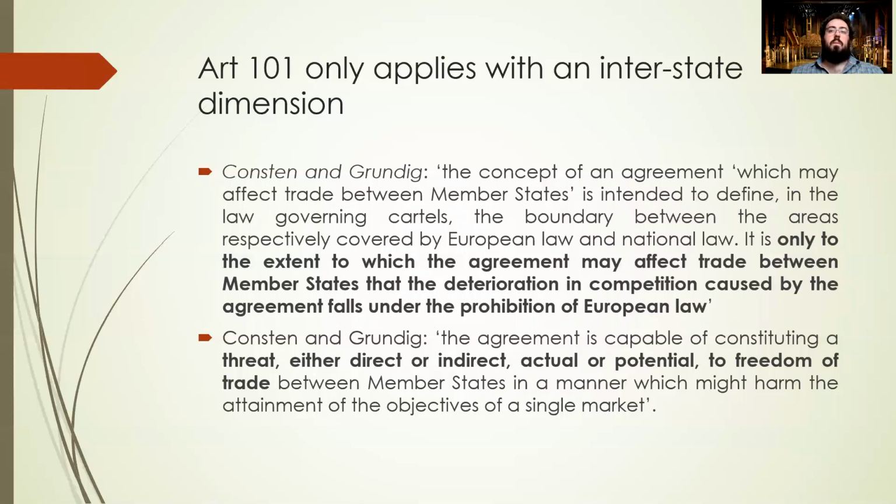And when we're looking at this, bear in mind how broad the definition and the scope of the interstate element is. If the agreement is capable of constituting a threat, either directly or indirectly, actual or potential, to the freedom of trade between the member states in a manner which might harm the attainment of the objectives of the single market, that would be enough to give rise to the interstate dimension, the cross-border element. It doesn't actually have to happen, but just that it's likely, or there's a strong potential for it to actually happen.